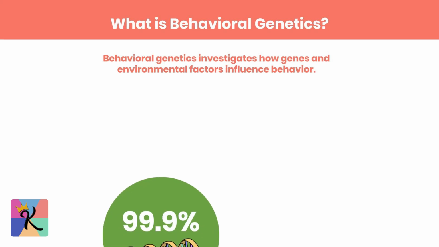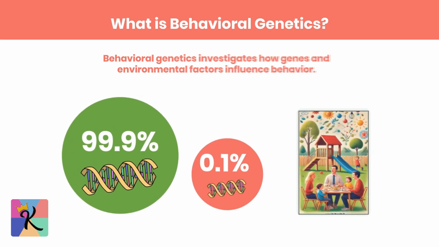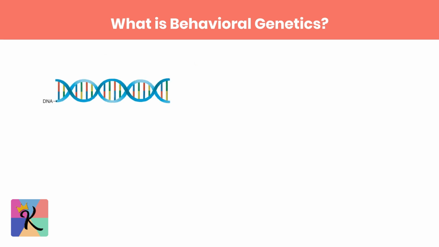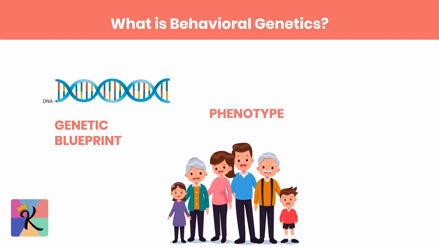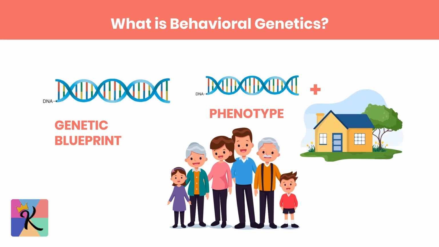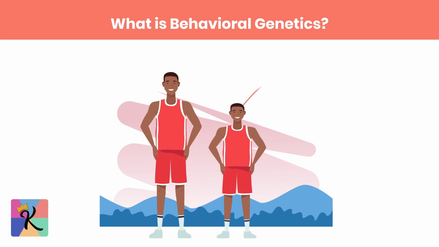While all humans share 99.9% of their DNA, it's the variations in the remaining 0.1%, combined with environmental differences, that account for individual traits and behaviors. The genotype refers to your genetic blueprint, while the phenotype includes observable traits shaped by the interaction of genes and the environment. For instance, someone genetically predisposed to be tall might not reach their full height if malnourished during childhood.